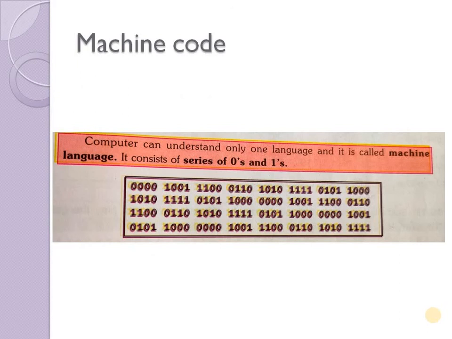Then machine code. What is machine code? Computers can understand only one language, and it is called machine language. It consists of a series of zeros and ones. 0 and 1 are known as the binary digits, and 1, 0, 1 are known as the binary numbers. So machine code is written in the binary language only. Binary language and hexadecimal also.